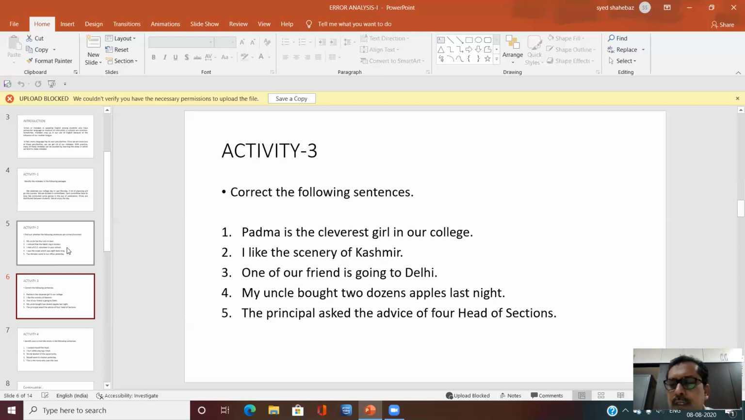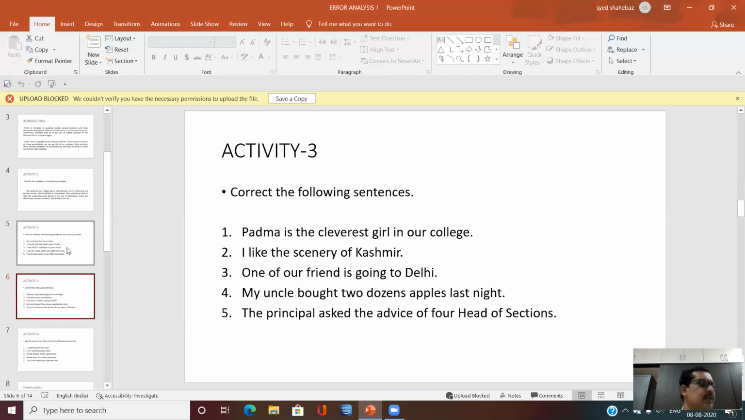So here, actually, the indefinite article A has been used. Padma is a cleverest girl in our college. So in place of A, the grammar rule is, when the adjective is in superlative degree, we have to use the definite article the. Padma is the cleverest girl in our college. The cleverest. So not a cleverest, but the cleverest.